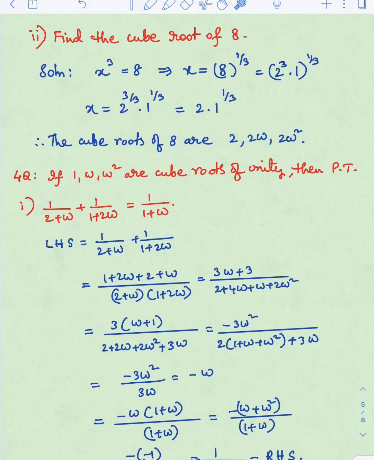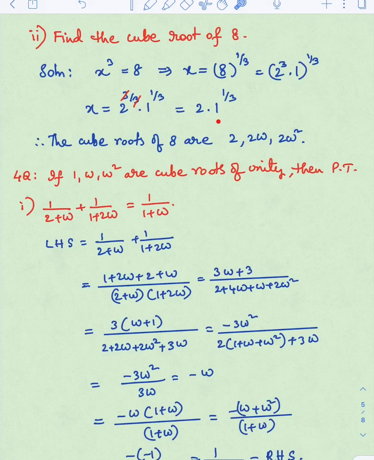8 can be written as 2 cube. 2 cube into 1. That is, 8 ones are 8. 2 cube into 1 power 1 by 3. And write separately: 2 cube whole power 1 by 3 into 1 power 1 by 3. That is 2 power 3 by 3. Here 3 cancel, so you get only 2, into 1 power 1 by 3.